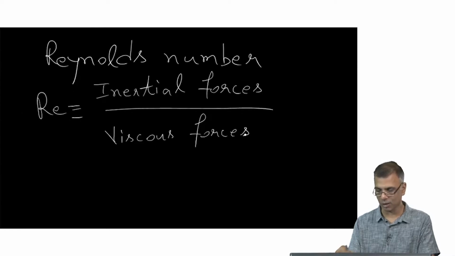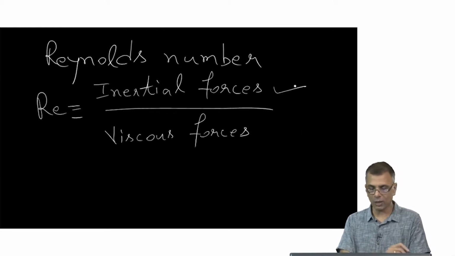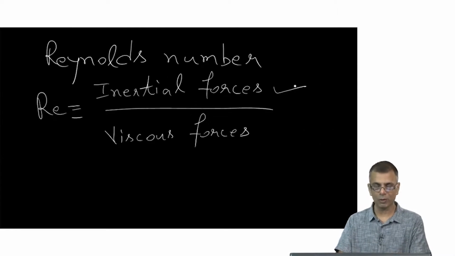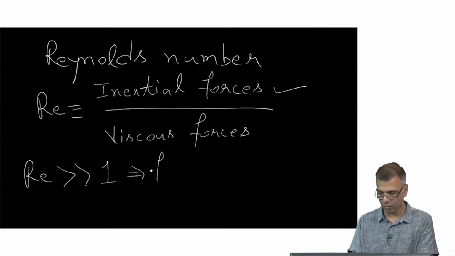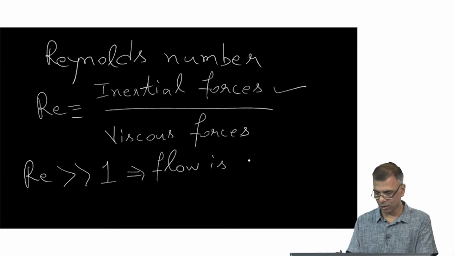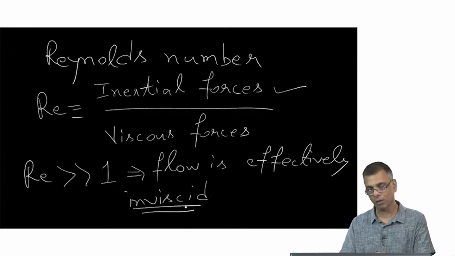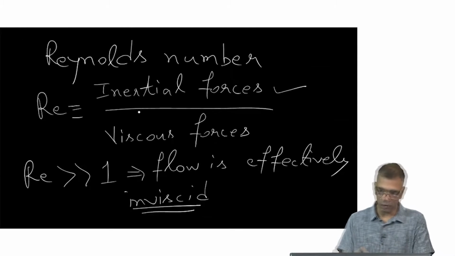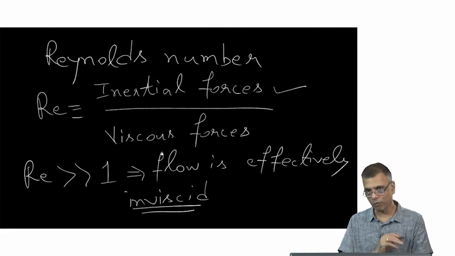So physically, if the Reynolds number is large, inertial forces are more important in relation to viscous forces, and therefore the flow is effectively inviscid, right? Viscous effects are not important, and vice versa. If the Reynolds number is small, then viscous forces are more important, and so the problem can be simplified accordingly. So this is one way of looking at the Reynolds number.